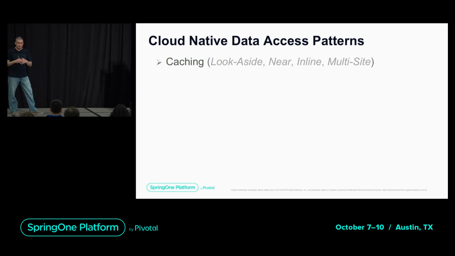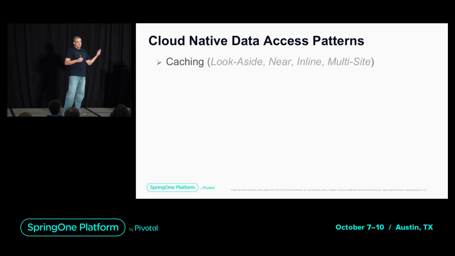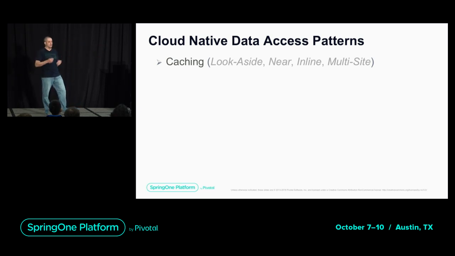There are all these different things that you can do with the near cache that make your applications a lot quicker in terms of latency. There are other forms like inline and multi-site. Multi-site's really powerful because I can have active-active architectures or active-passive, one in standby, right? So caching is more than just a simple little in-memory solution.